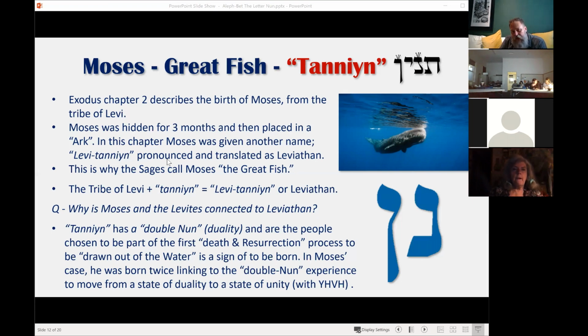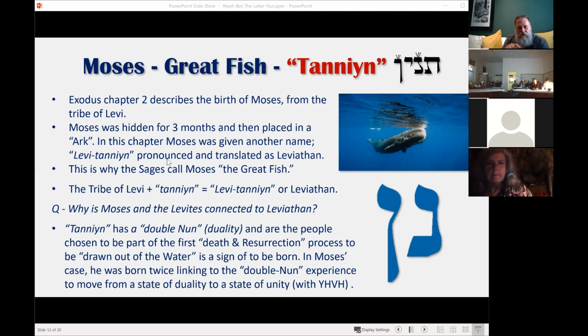But looking at that in the context of Moses, we know that Moses was born. Then there was a 3-month process. Then he was placed in the water, and then taken from the water again, as if he was born a second time. So now we get the idea that Tanin represents rebirth, or the concept of what it means to be reborn. So when you think to yourself, when Yeshua spoke to Nicodemus and said, you need to be born again, that is linked to Moses.